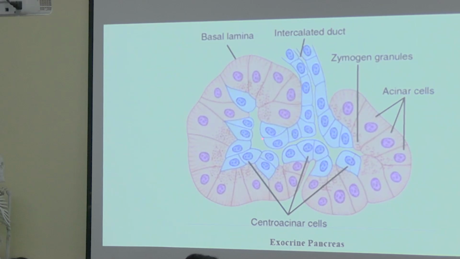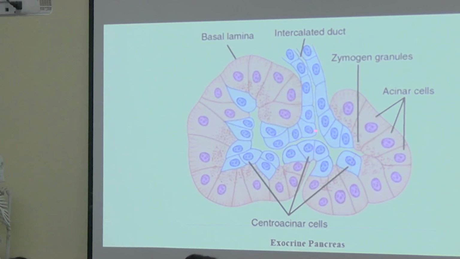Next, if you see the center of the acinus, can you see some cells? Now these cells are not part of the acinus, but are part of the intercalated duct. These are the cells of the intercalated duct, and that duct is invaginated into the acinus, meaning it has gone inside the acinus.